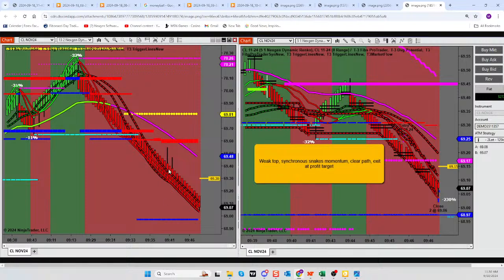And then Belt does the same thing. Momentum and clear path for the win. Weak top, synchronous snakes momentum. Clear path, exit at the profit target. Great trade, Belt. Ron, have a good one, man.